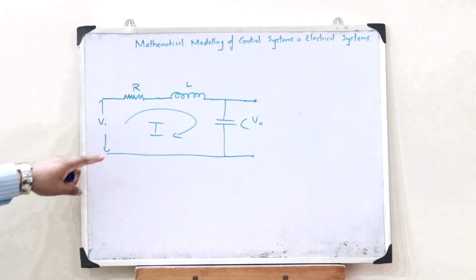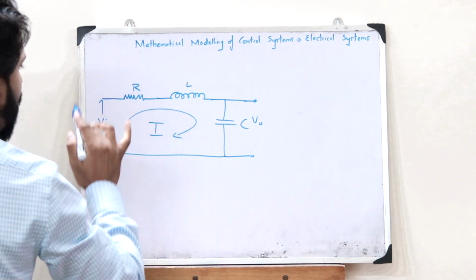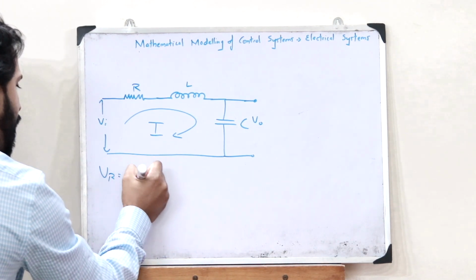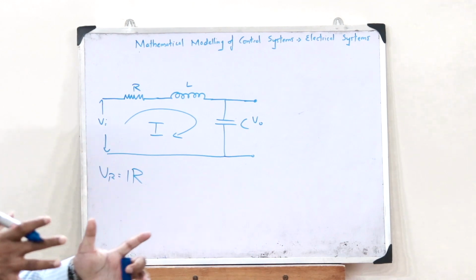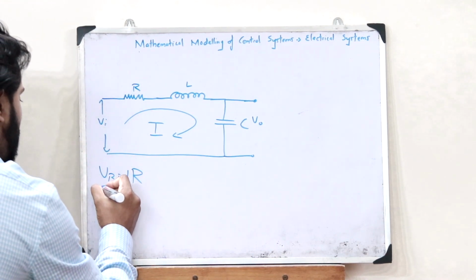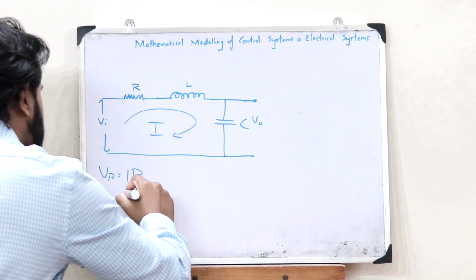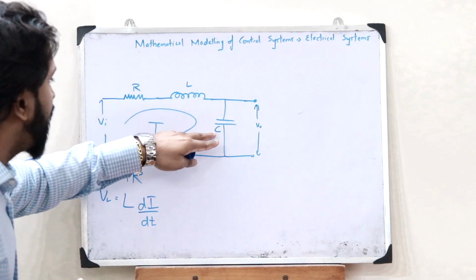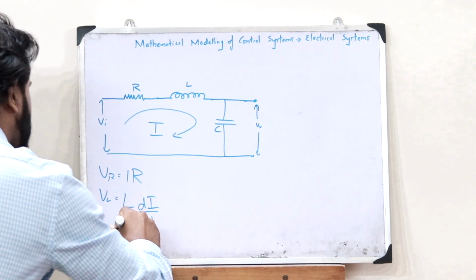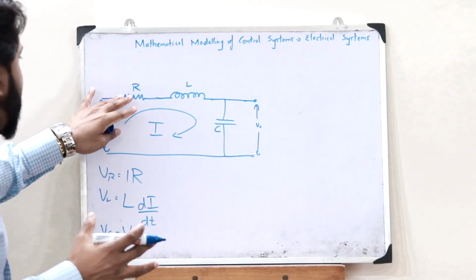So here, if the current I flows through this circuit, then the voltage across this resistor is given as VR is equal to I into R, simple Ohm's law. And now the voltage across this inductor is given as VL is equal to L into di by dt. And finally, the voltage across this capacitor C is given as V0. So Vc is equal to V0. So here we have obtained the various voltages that are present across each of these components.